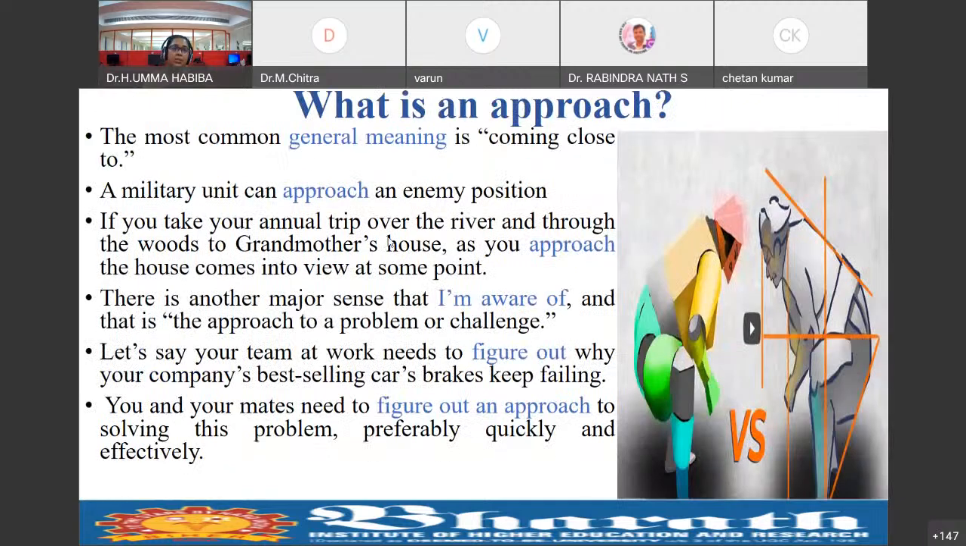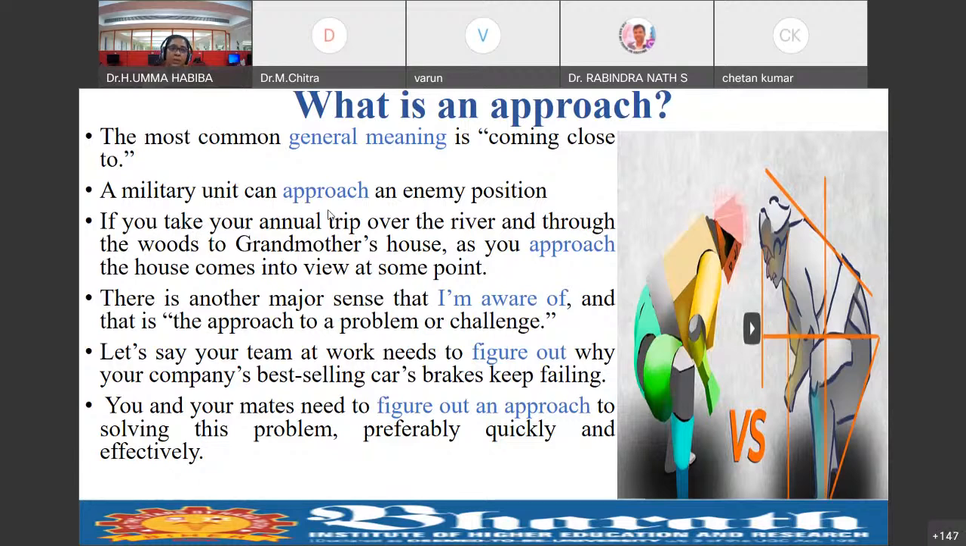The next topic is, what is an approach? See here, in research design and engineering approach. So what is an approach? Approach, general meaning is coming close to. See here, I have mentioned this topic, what is an approach, because this is the main student problem. Even when they are doing their UG project or PG project, or it may be a research PhD work. So approach is very, very important, coming close to. So what is the meaning of coming close to from a student point of view?